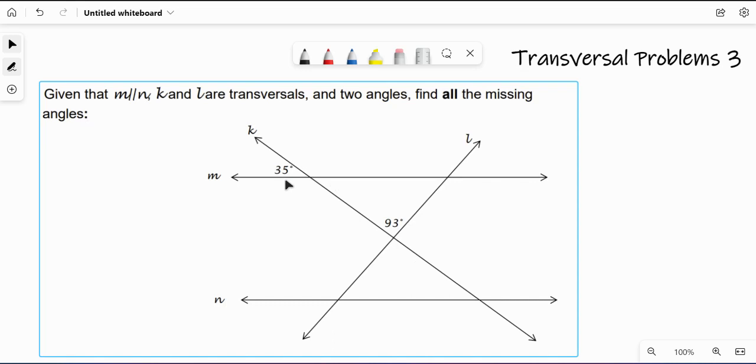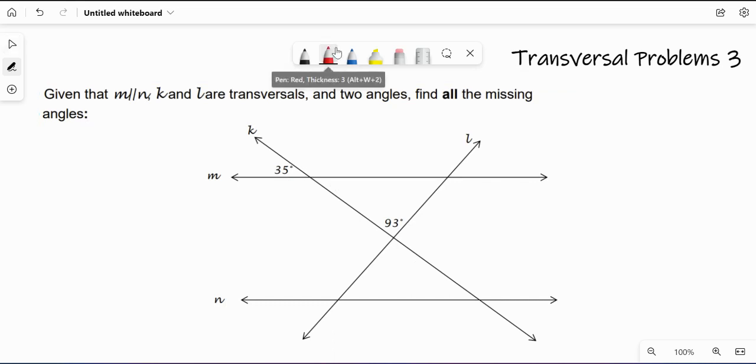So I usually start off with the vertical angles. All right. So if I see this 35 here, that means I also know this is 35 degrees. Same thing here. If this is 93, then this is going to be 93 degrees. So I always start with the vertical angles first.